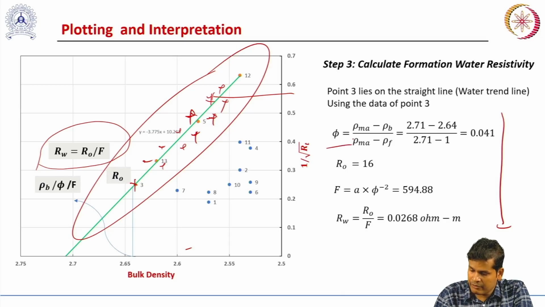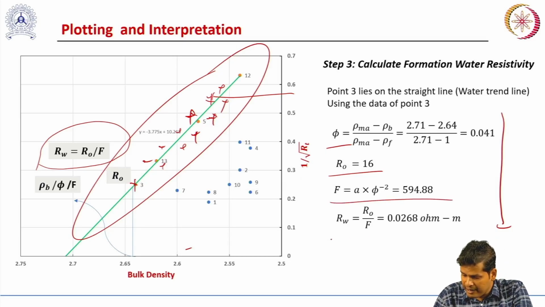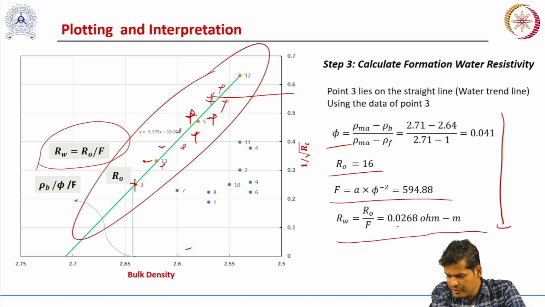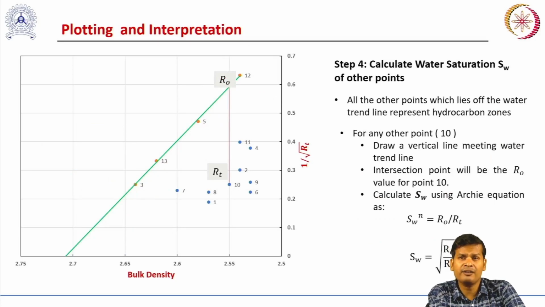First I've calculated the RO value, which I read from this log, and it is coming as 16. Then I have calculated the value of F, and if I calculate the value of RW, it is coming somewhere around 0.0268 ohm meter. So this way formation water resistivity has also been calculated. Now next is to calculate the water saturation of all the other points.